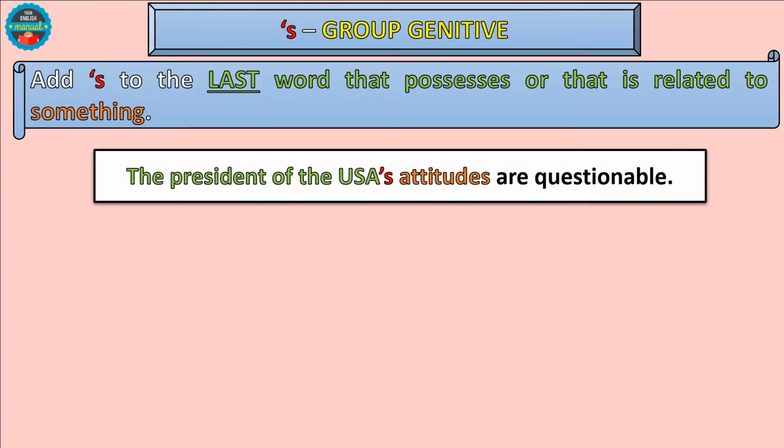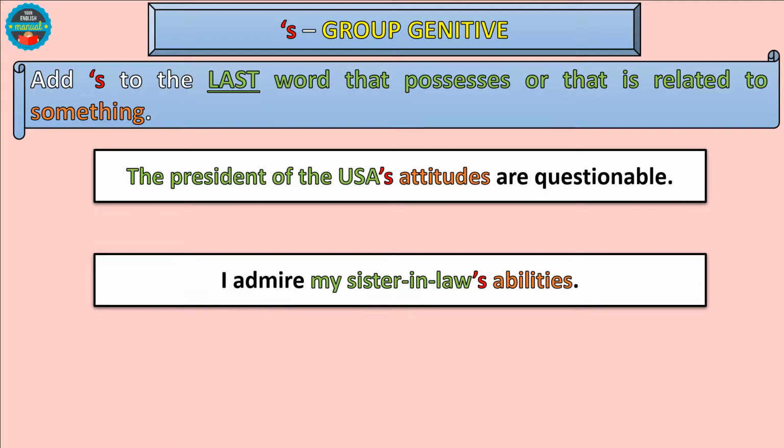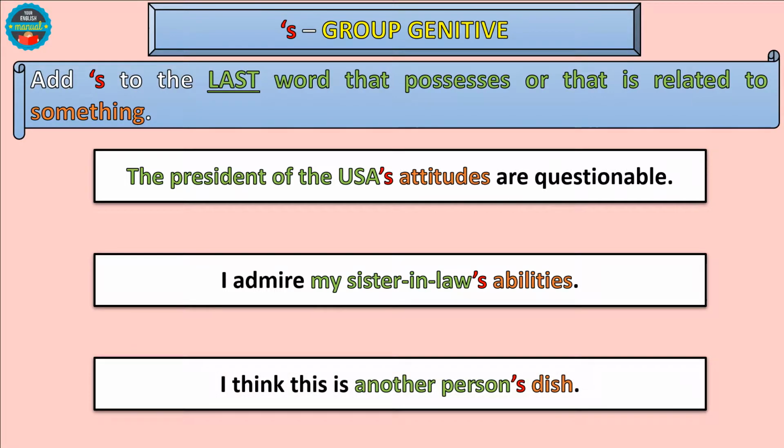The President of the USA's attitudes are questionable. I admire my sister-in-law's abilities. And I think this is another person's dish.